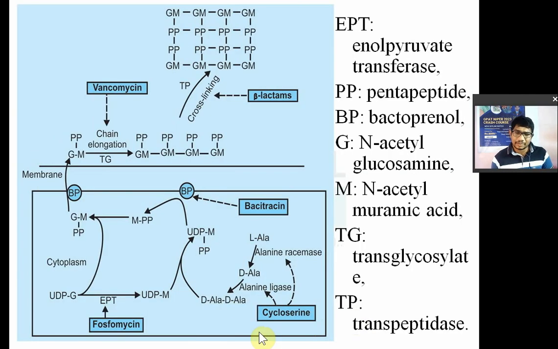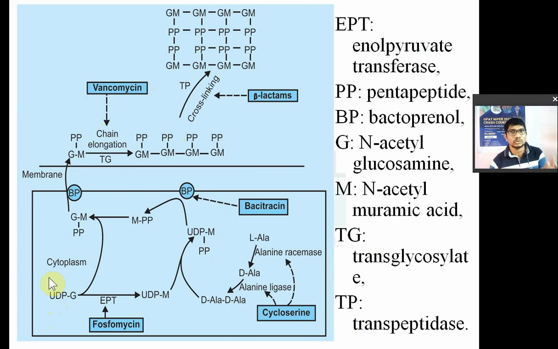So what is the mechanism of action of these penicillins? Penicillins and cephalosporins and a few other drugs, fosfomycin, cycloserine, bacitracin and vancomycin, target the bacterial cell wall. They will target the cell wall of the bacteria. Bacteria synthesize a cell wall which consists of a peptidoglycan layer.